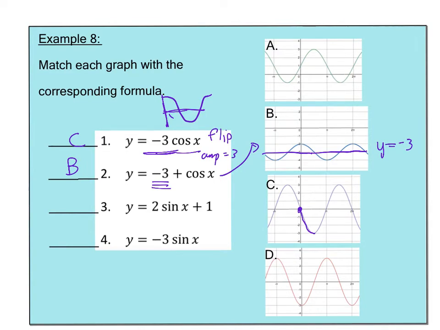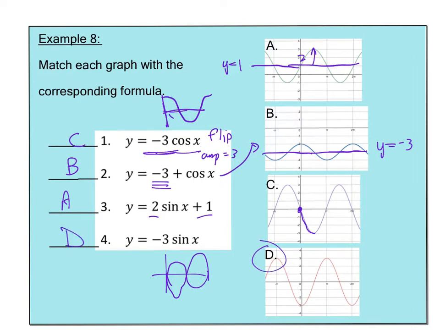Number 3, 2 plus 1. So now my new amplitude is 2, and I move the whole thing up 1. So I'm thinking that could be right there, because y equals 1, and I have an amplitude of 2, which would mean D, -3 sine x. So I'm just going to look like that, but it's going to come down 3 and back up. I'm thinking that that one's going to be D.